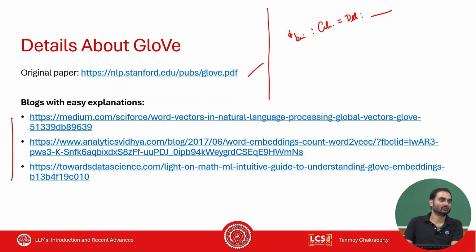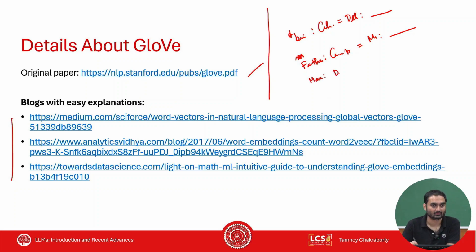It was also shown that these kinds of methods are prone to bias. For example, father is to computer programmer equals mother is to dash, it will return homemaker. Man is to doctor equals woman is to dash, it will produce nurse. Okay, so these are some of the bias examples.